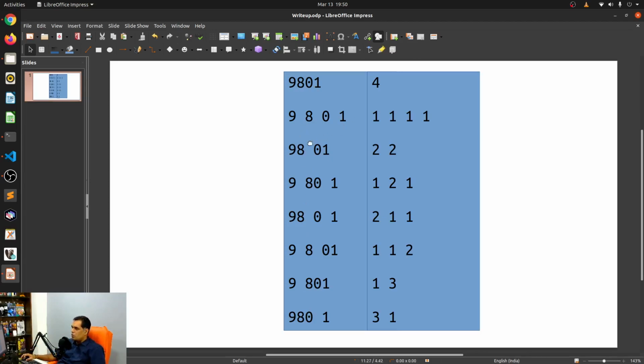So it's 9801, 98 and 01, 980 and 1, and so on and so forth. So you can see all of the combinations. Now what this means is that if I give something that is 4 digits long, it needs to be split by either 1111, 22, 121, 211, 112, 13, and 31.